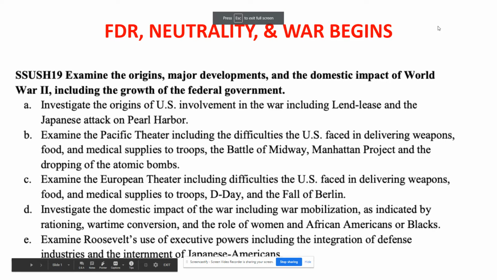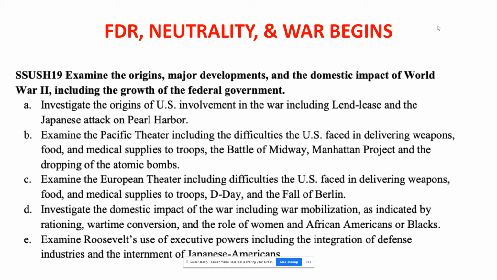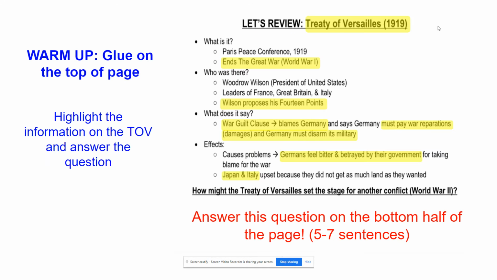Okay, guys, today we are going to talk about FDR and neutrality and how the war begins. We're going to start by reviewing the Treaty of Versailles. So open your interactive notebooks to page 60. All right, so on page 60, I want you guys to highlight what is highlighted on this screen.